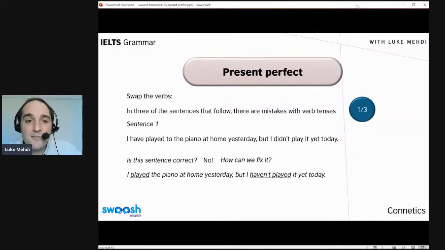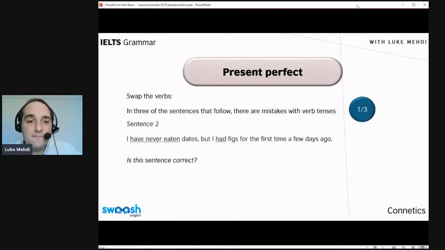So example sentence number 2. I've never eaten dates, but I had figs for the first time a few days ago. What do we think? Is this sentence correct? Just pop your thoughts in the comments. What do we think? Is this correct?